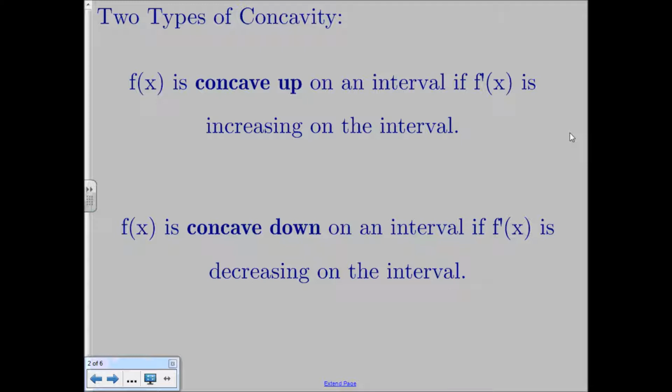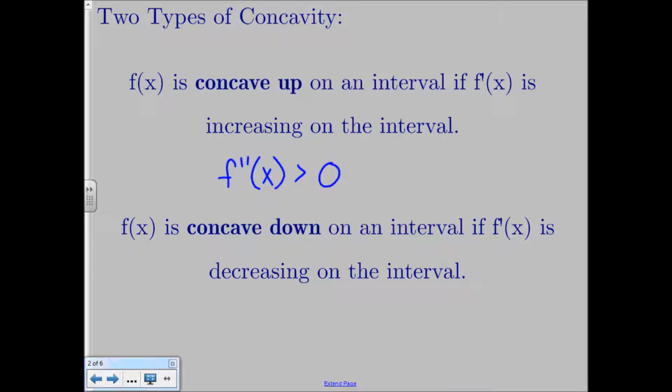A function f of x is said to be concave up on an interval if f prime of x, or the first derivative, is increasing on the interval. So we know to find out if something is increasing or decreasing, we take the derivative of something. If we want to know where the first derivative is increasing, we want to know where its derivative is positive. So in other words, a function is going to be concave up if the second derivative is positive, so if f double prime of x is greater than 0.